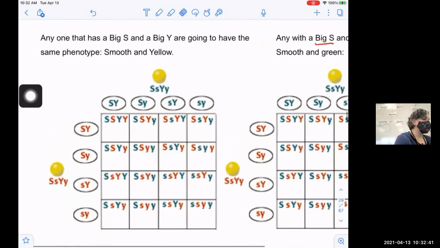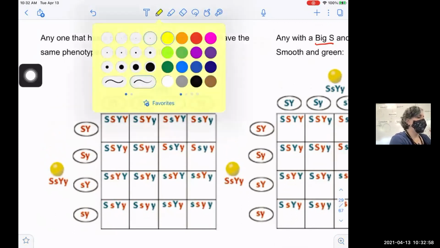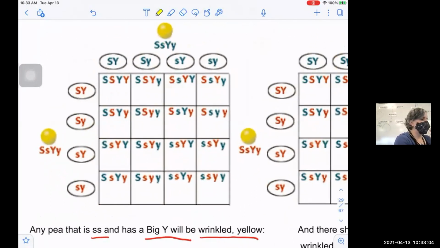So let's start out by looking for any of them that are going to be smooth and yellow. If they have even one big S and one big Y, they're going to be smooth and yellow. So let's find all of our smooth yellow peas here. Again, we're looking for a big S, big Y. So this first square is smooth and yellow. Moving to the right is smooth and yellow. This one is also smooth and yellow, and so is this last one.